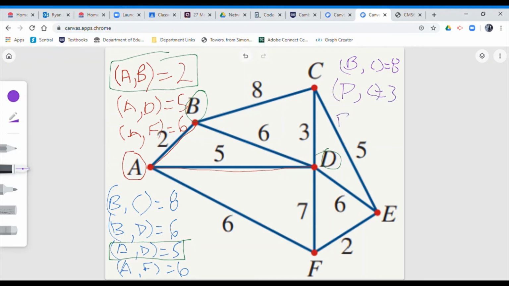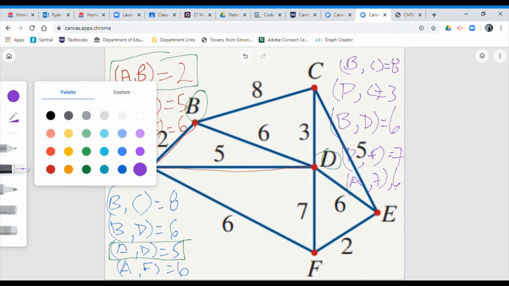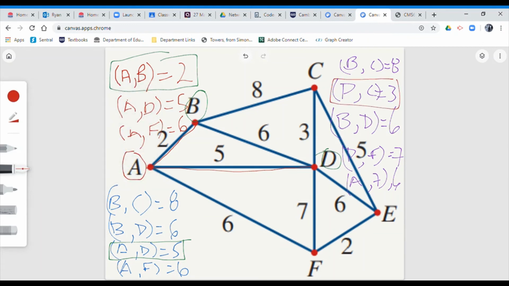We've got B to D, which is 6. We've got D to F, and that is 7. And we have A to F, and that gives me 6. Again, you then take the lowest value of them all. D to C is our lowest value. You connect the line. And you can see I'm coming up with the same result as I would have before.